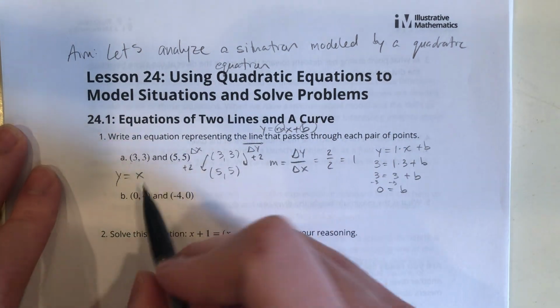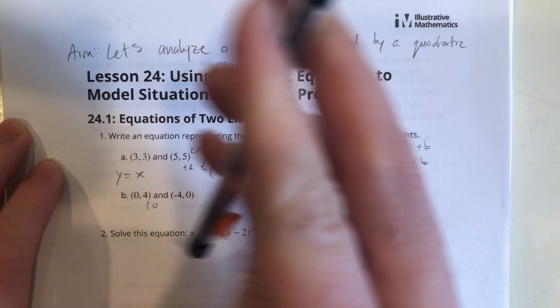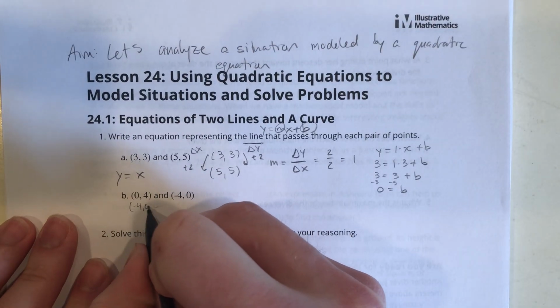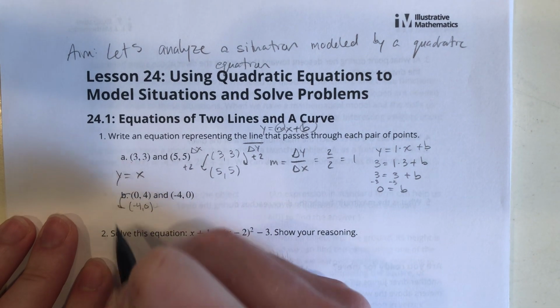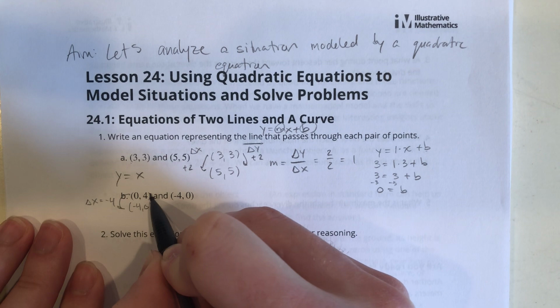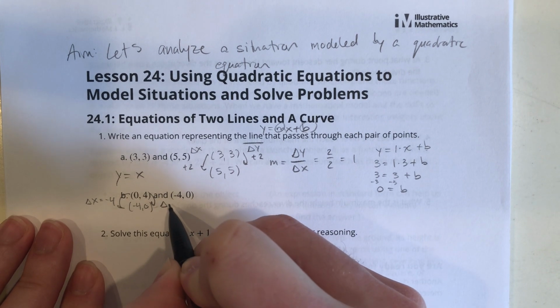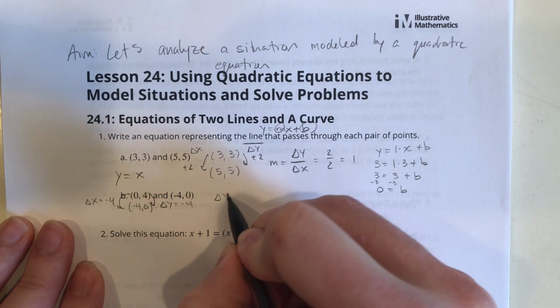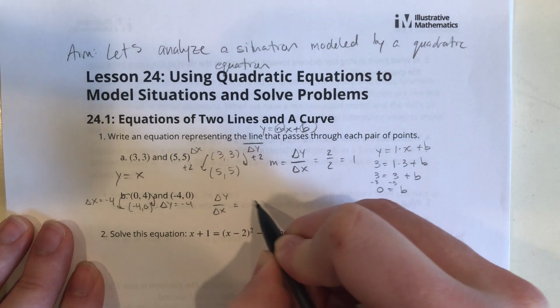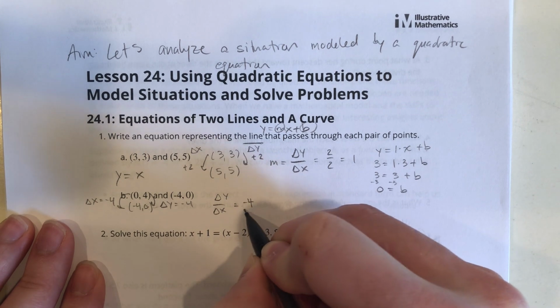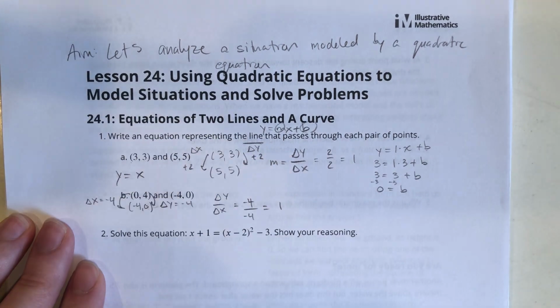Alright, let's try this next one. Same thing. I already have one of the coordinates written, so let's just stack them like this. -4, 0. My change in x is going to be equal to -4, and my change in y is also going to be equal to -4. So when I write change in y over change in x, again, I'm going to get 1, really -4 over -4, which is equal to 1.